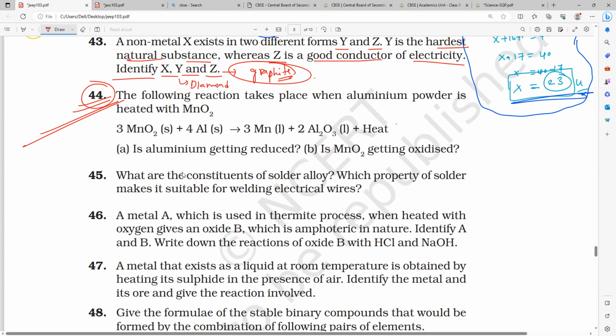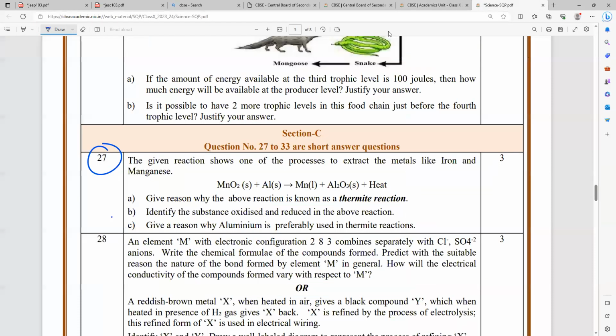The following reaction takes place when aluminum powder is heated with MnO2: MnO2 plus 4 aluminum gives you... Identify the substance oxidized and reduced in the above reaction. Give a reason why aluminum is preferably used in these thermite reactions. Give reasons why the above reaction is known as a thermite reaction.